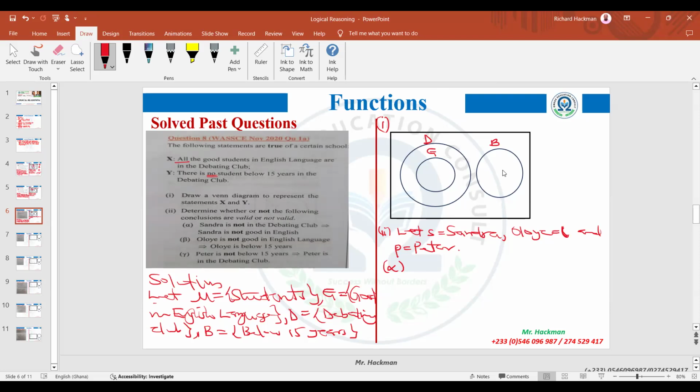I've told you, logical reasoning questions are easy, and it's very likely you will see it. So now we are going to position our first name, which is S. S could be anywhere here, or it could be inside B. All correct? Yes, please. Now let's look at the second statement that we use to do our argument. Sandra is not good in English. So what will be the counter statement? If you want to negate this statement, what will it be?